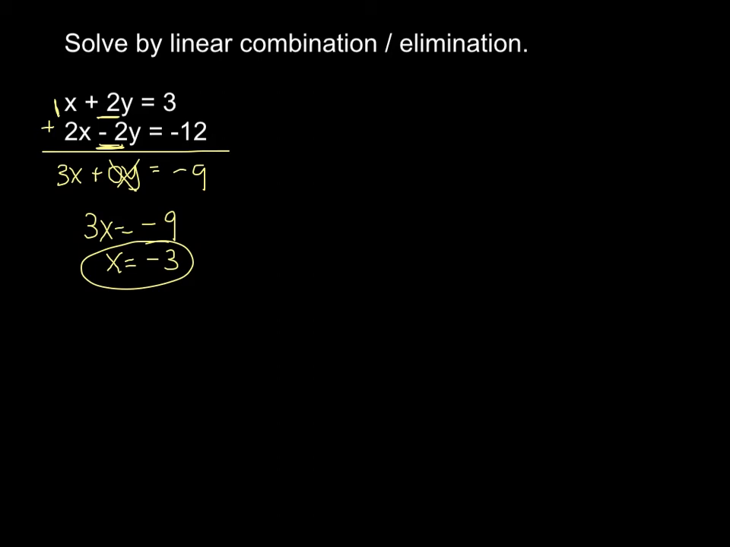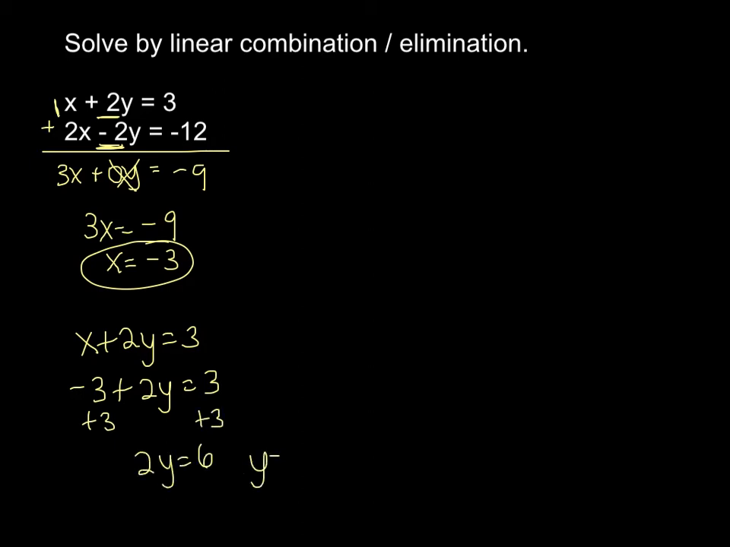Now I can use either of the original equations to find y. I'm going to go back to the first equation. So I have -3, add 2y is equal to 3. If I add 3 to both sides, I get 2y equals 6, and y equals +3. So it looks like my final answer is -3, +3.